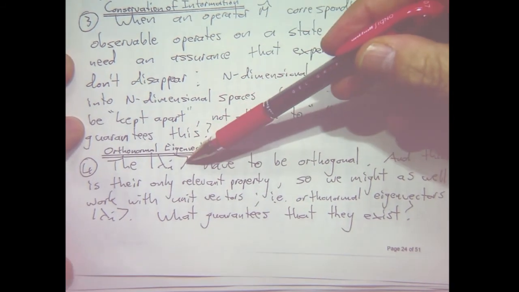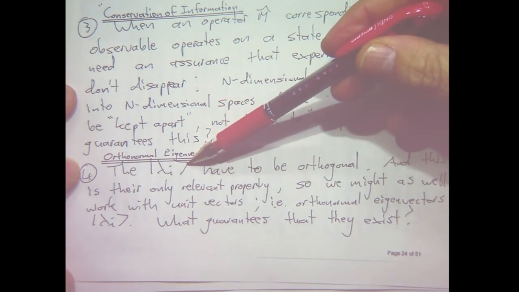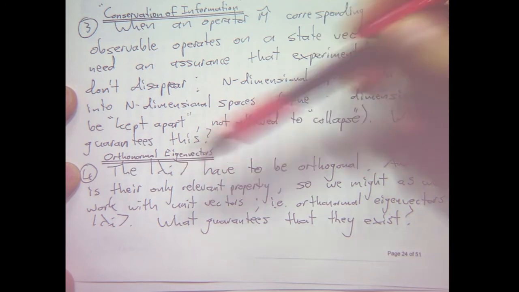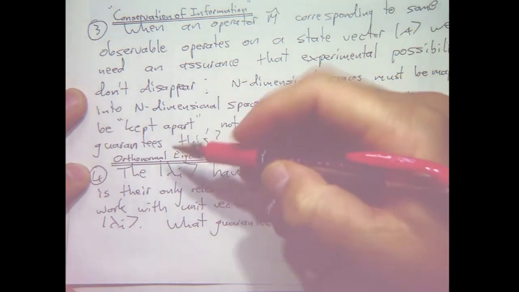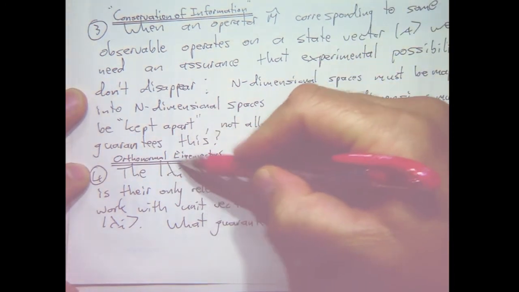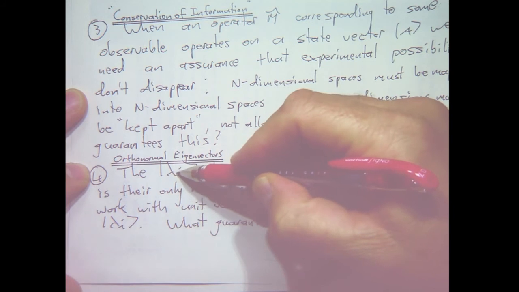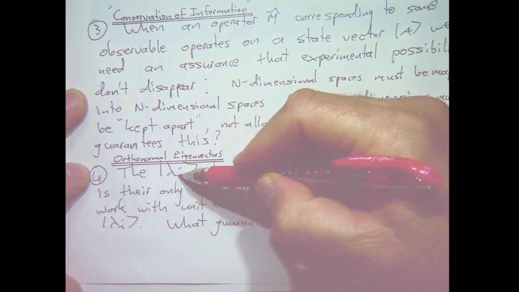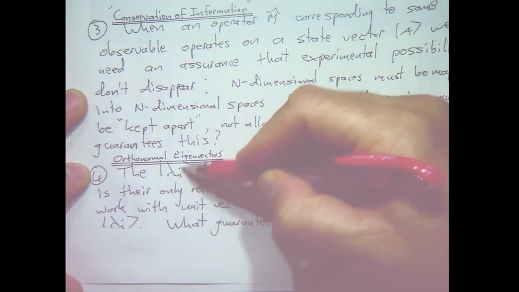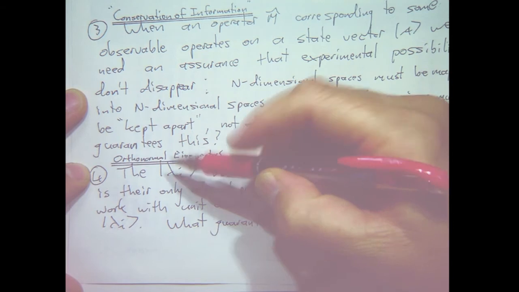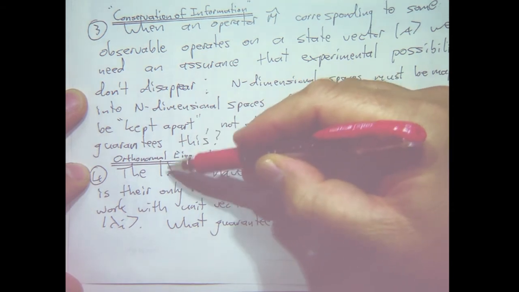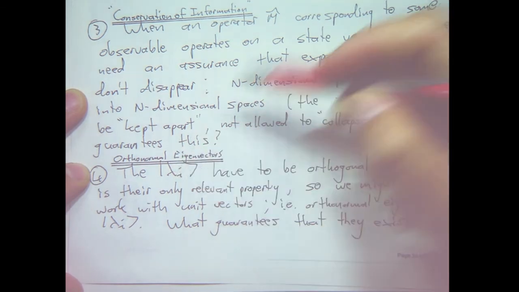Also, the eigenvectors corresponding to the eigenvalues. Now, here you've just seen the notation for the first time. The ket here is labelled with the actual eigenvalue. So that's a typical notation, okay? So this is the ket corresponding to the eigenvalue, the I.